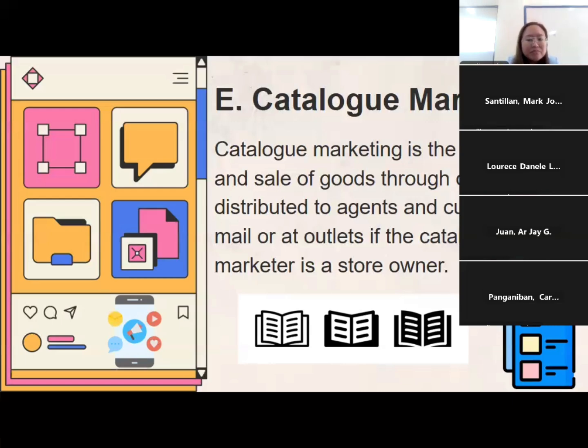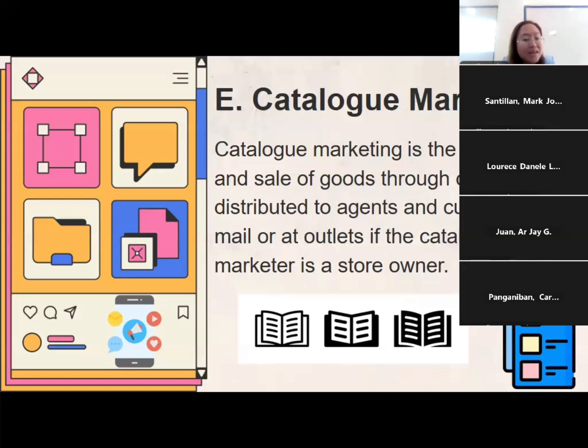An example is Argos in the UK. It is a prime example of catalog marketing. They distribute catalogs featuring a wide range of products from electronics to household items. Customers browse the catalog, then visit an Argos store and collect their items. The system offers convenience and efficiency, contributing to Argos's success.